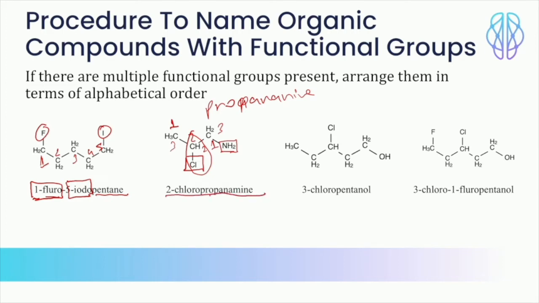Now look at the difference between this and this. So when you have functional groups that are both prefixes, so fluoro and iodo are both prefixes. However, this amine is a suffix of the name. So this naming convention in which you kind of stack the prefixes only comes into effect if you have two functional groups, both of which you name by the prefixes. If you have one with a prefix and one with a suffix, you can just combine them like this. So 2-chloropropanamine.